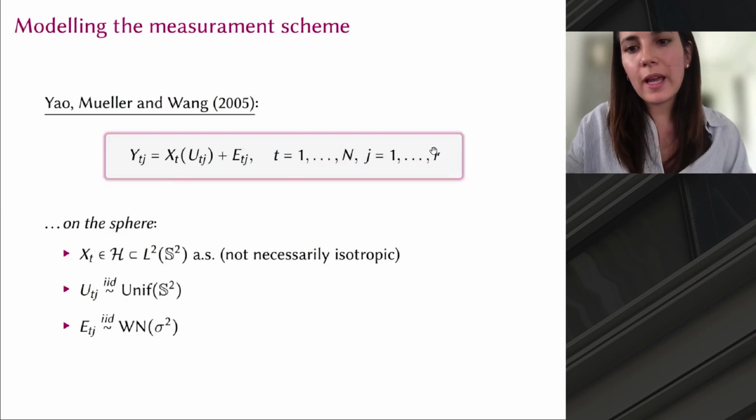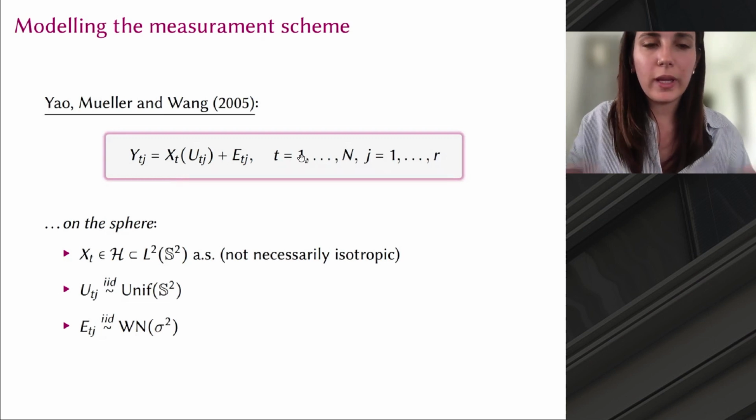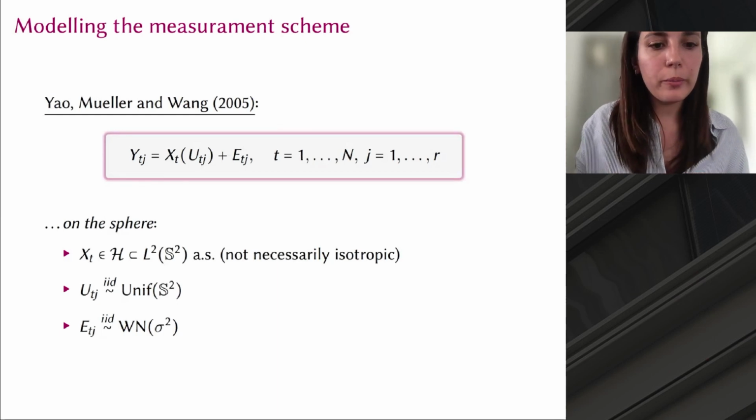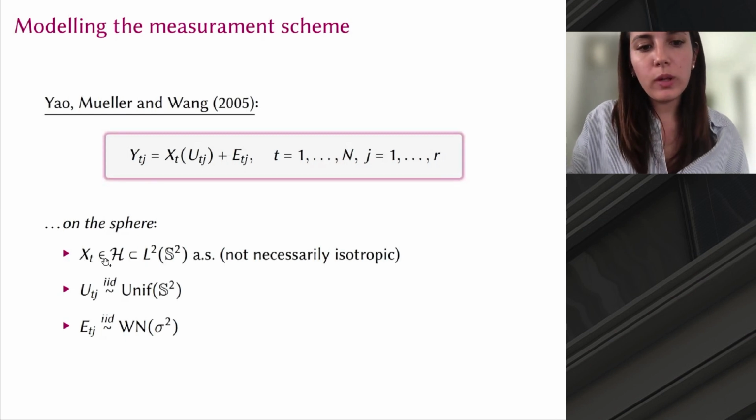We can also relax this, and just ask that r is depending also on t. So we can have also different numbers of samples per curve. Our X_t will belong to some subspace of L2(S2) in this case.